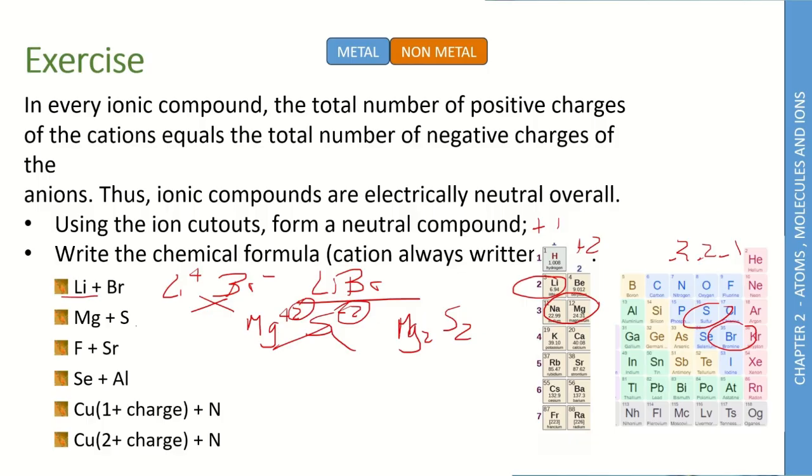Unit formula is the smallest formula that you can have. So you can divide both by 2, right? Common factor. So MgS. And here I have fluorine and strontium.